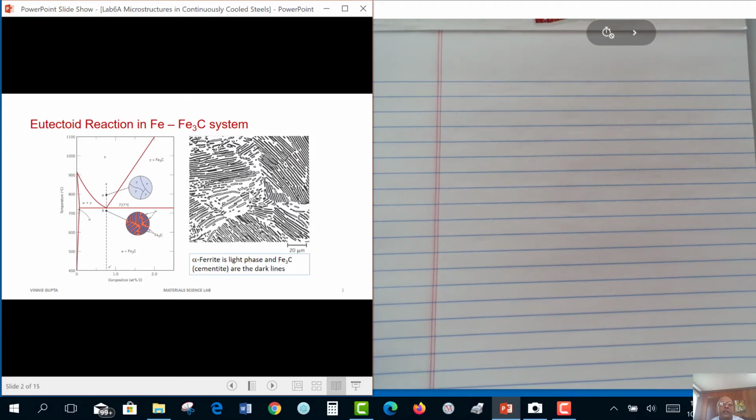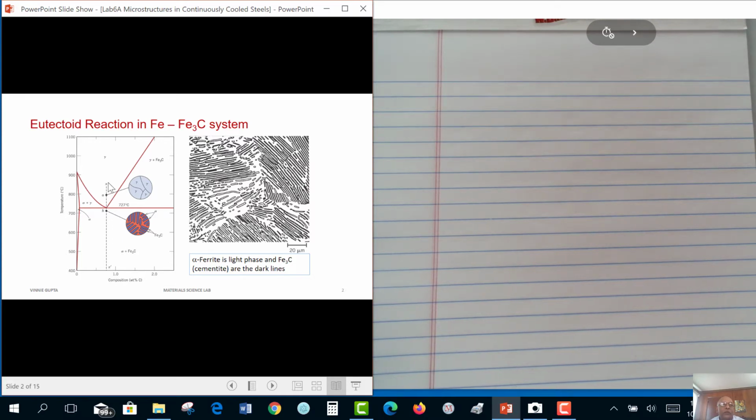We have 100% pearlite. This pearlite is a two-phase microstructure composed of ferrite mostly, which is the light phase, the white color phase. It is 88%. And then these dark lines are cementite, which is 12% only. Cementite is very, very hard. Ferrite is very, very soft. So what we have is a dispersion of these hard layers in a soft matrix, if you like. So that provides strengthening.